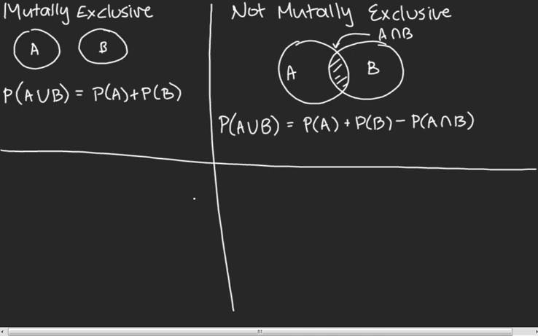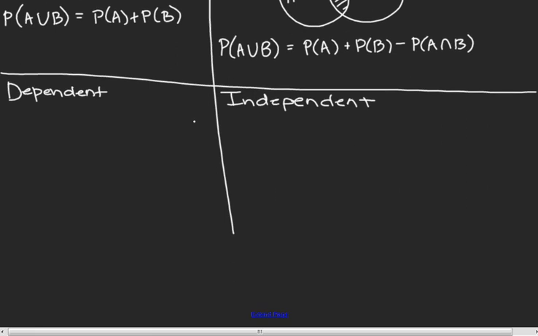So then we went on to dependent and independent events. Okay. Does everyone have the top written down? Yeah, can I scroll down a little bit?